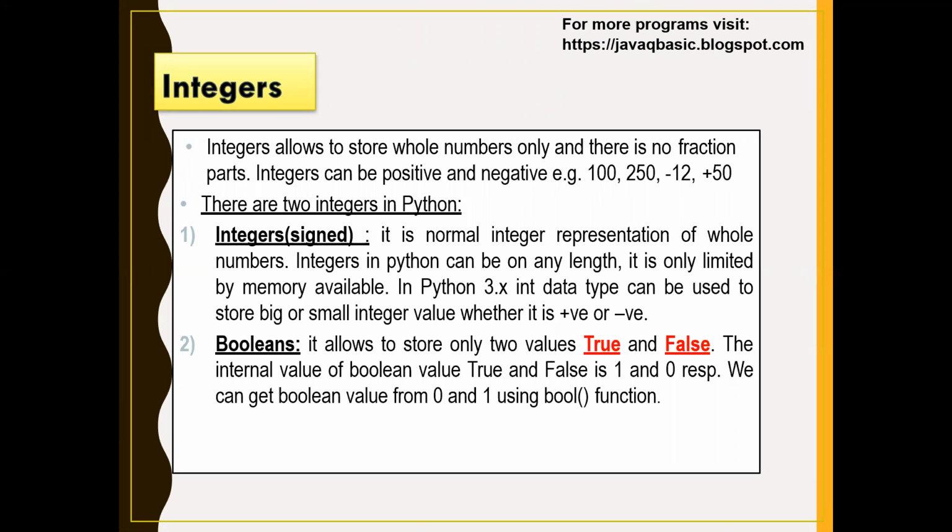There are two integers in Python, integer signed. It is normal integer representation of whole numbers. Integers in Python can be of any length. It is only limited by memory available. In Python version 3.x, int data type can be used to store big or small integer value, whether it is positive or negative. Booleans, it allows to store only two values, that is true and false. The internal value of boolean value true and false is 1 and 0 respectively. 1 means true and 0 means false. We can get boolean value from 0 and 1 using bool function.